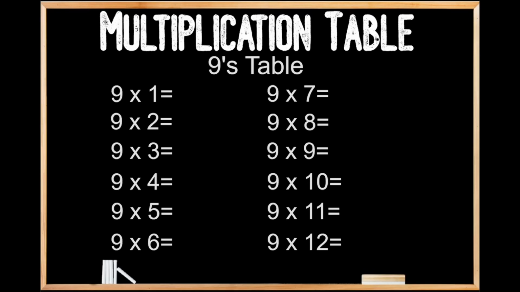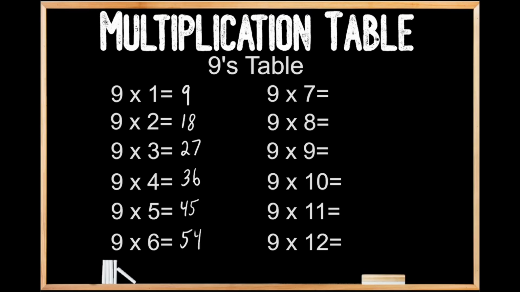Nines table. 9 times 1 is 9. 9 times 2 is 18. 9 times 3 is 27. 9 times 4 is 36. 9 times 5 is 45. 9 times 6 is 54.